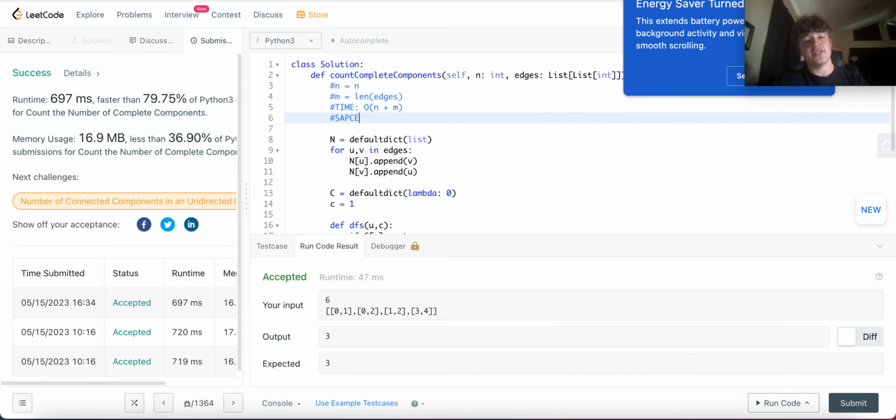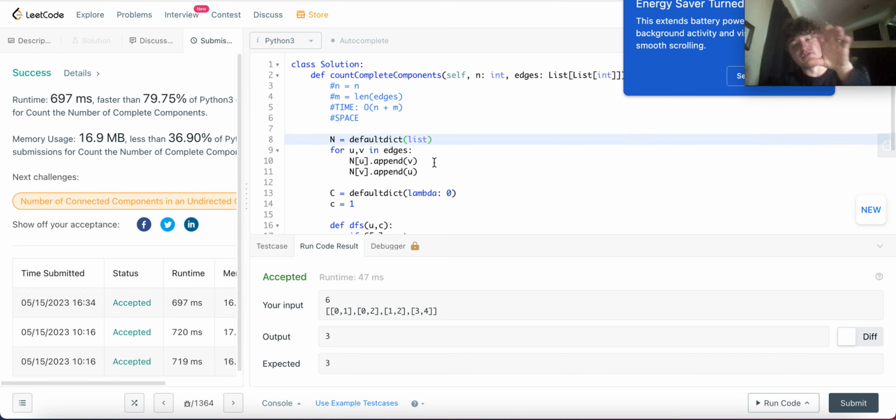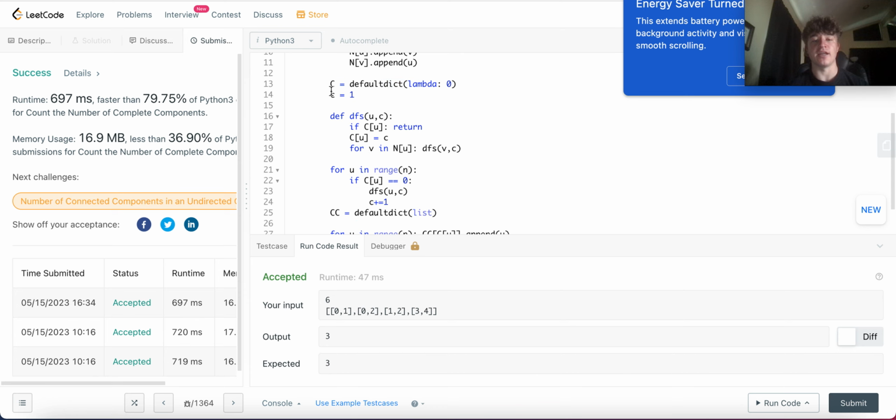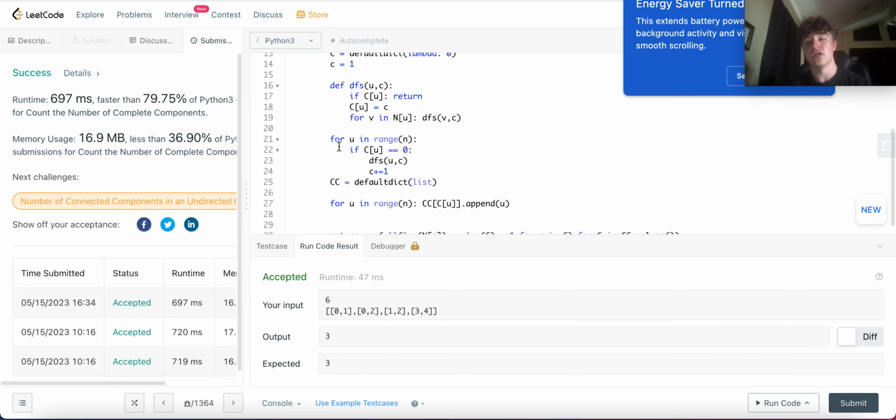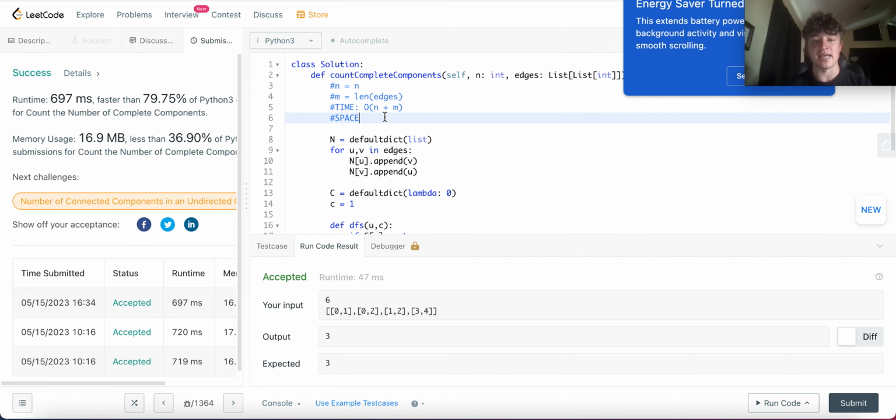Wait, what about space? Well, we have to create this neighbor array, and we'll create an instance for each vertex, so that'll take n space, and then we have to create a reference to all the neighbors, so that'll scale with the number of edges. And then the same for connected components. There could be at most n connected components, it's the same deal as before. I'm not going to reiterate the point. So for space, that's also big O of n plus m.